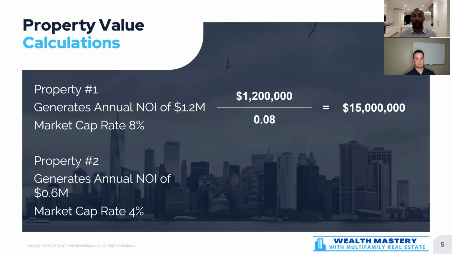Now we take property number 2. It generates half the income at $600,000. You take a cap rate of 4%, which is half of the 8%, right? Previous for property number 1.